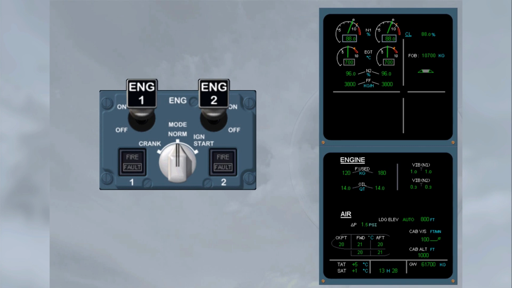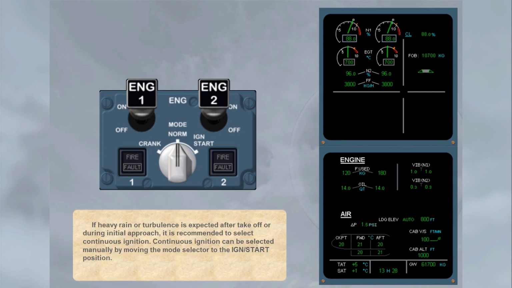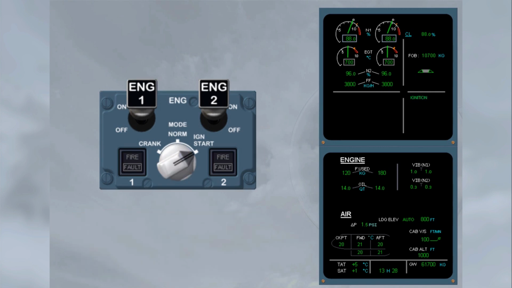If heavy rain or turbulence is expected after takeoff or during initial approach, it is recommended to select continuous ignition. Continuous ignition can be selected manually by moving the mode selector to the ignition start position. When selected, the message ignition is displayed on the engine warning display memo. Note, continuous ignition is selected automatically when engine anti-ice is in use. No switching action is required.